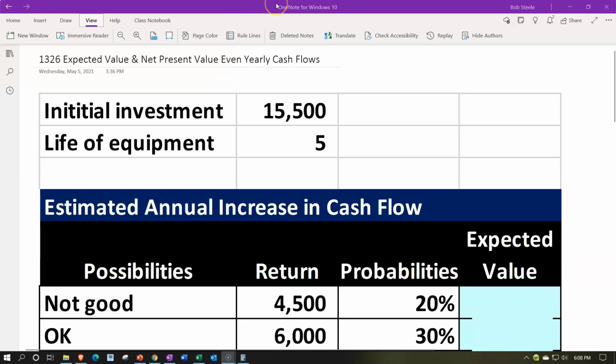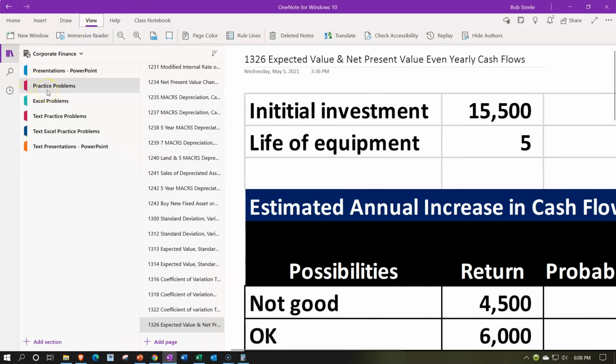Here we are in OneNote. If you have access to OneNote and would like to follow along, you're not required to, but if you would like to, we're in the icon on the left-hand side in the Practice Problems tab, then in the 1326 Expected Value and Net Present Value, Even Yearly Cash Flows tab.